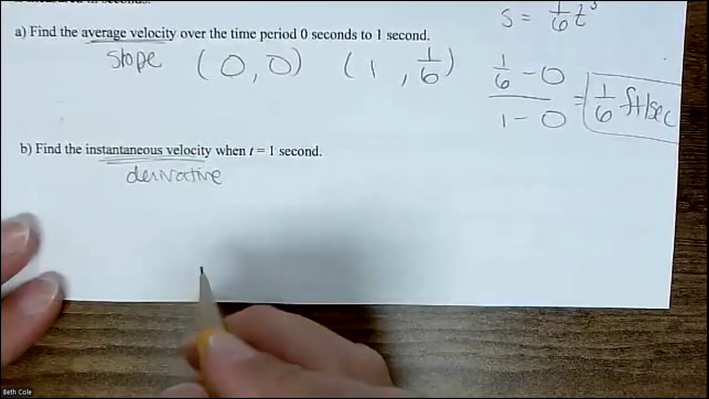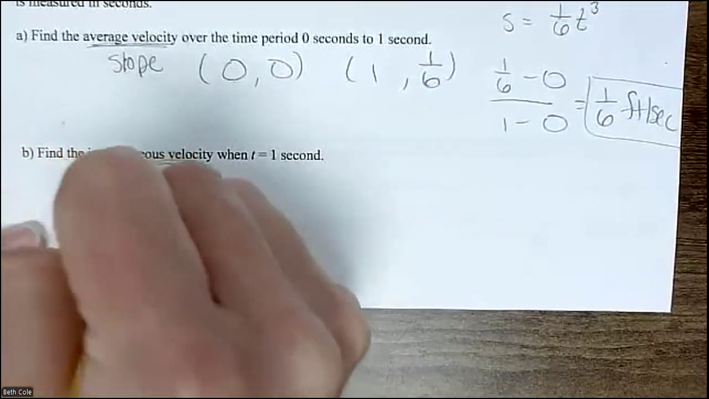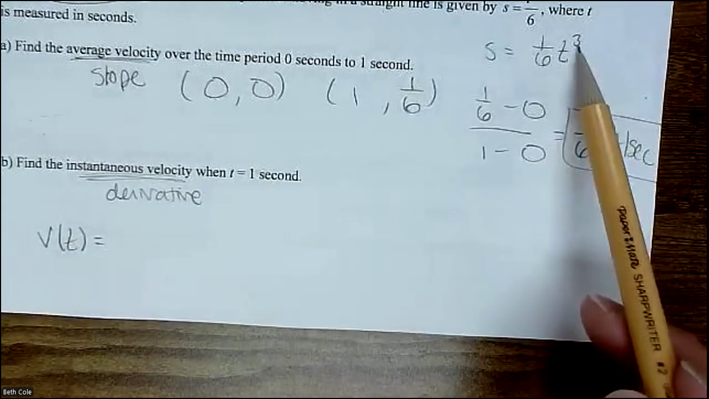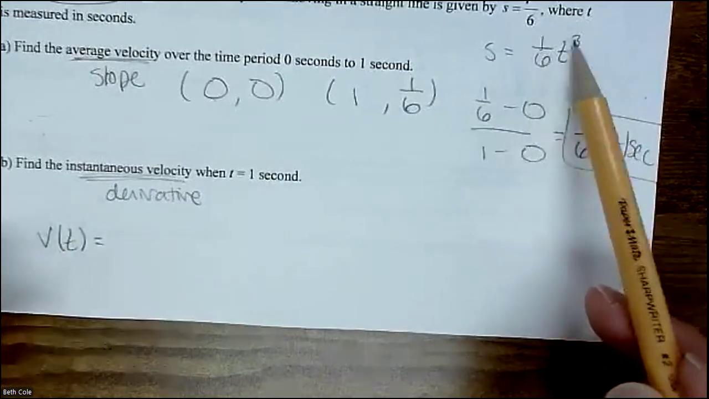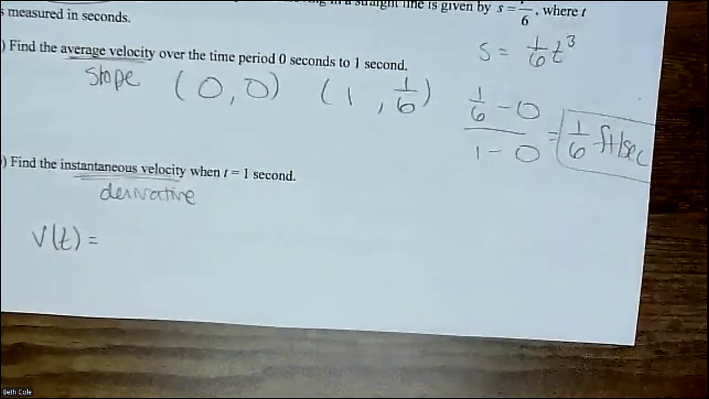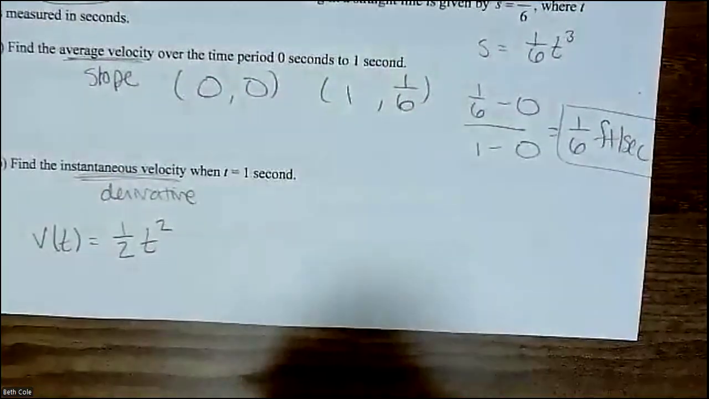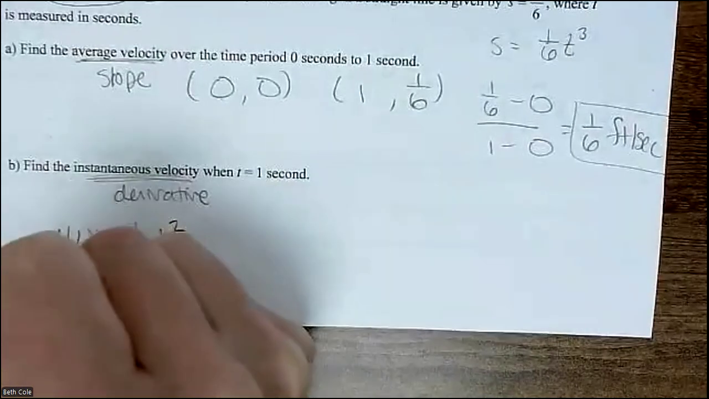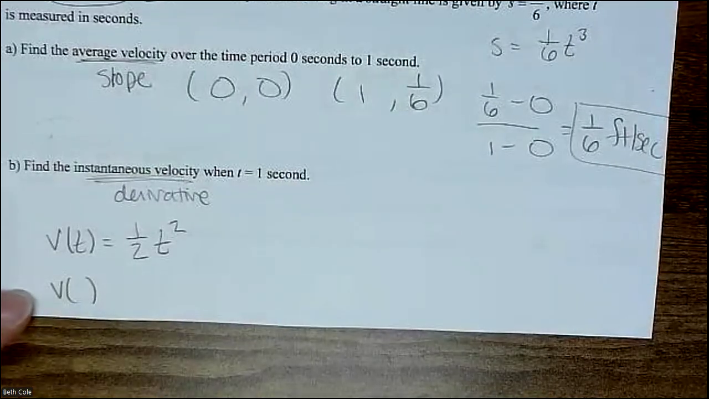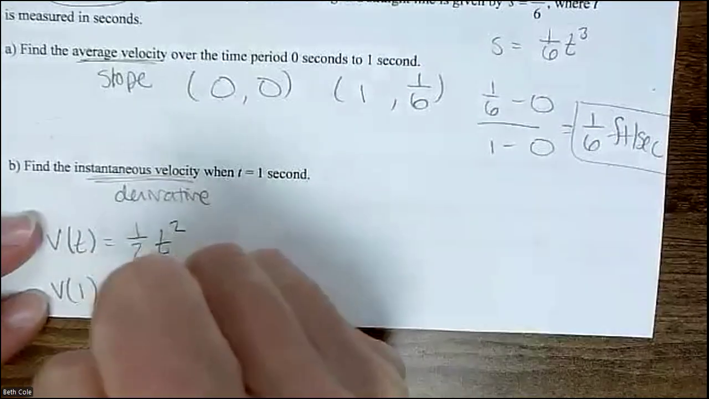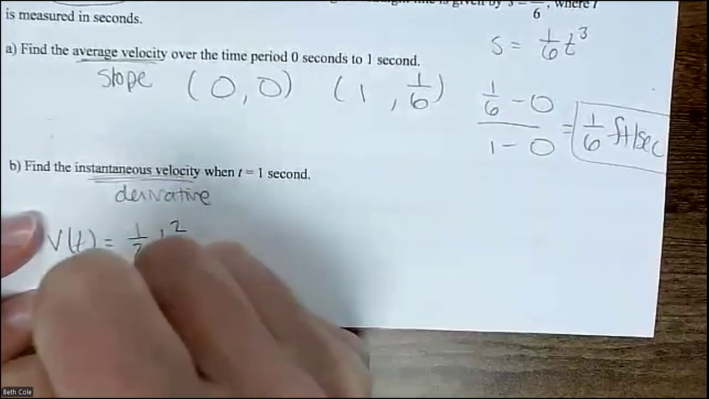So derivative, we're going to find our velocity. So that's a derivative. So you would bring down the 3. That would give you 3/6, which is 1/2 t squared. And then we would plug in whatever they told us, which is 1. So 1/2 feet per second.